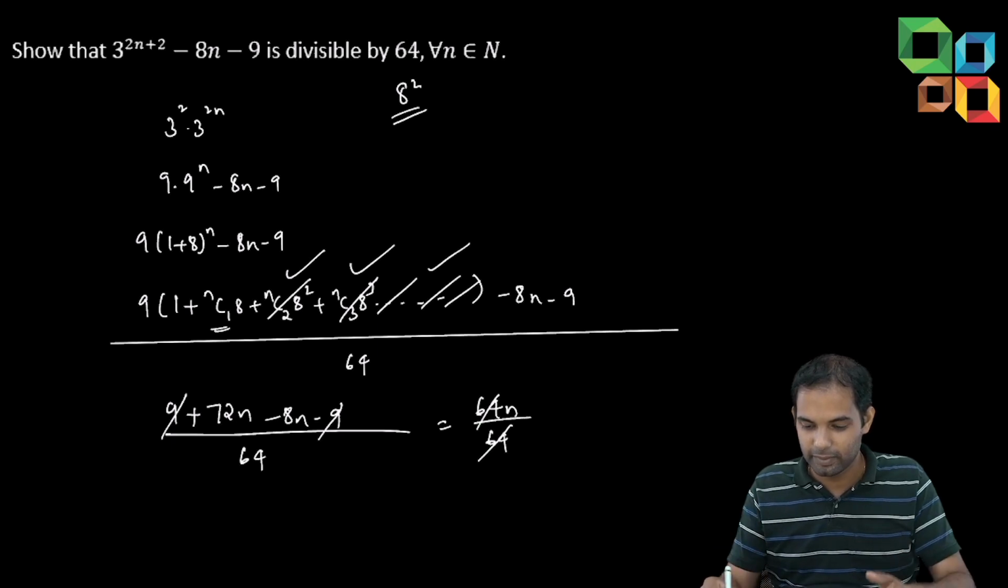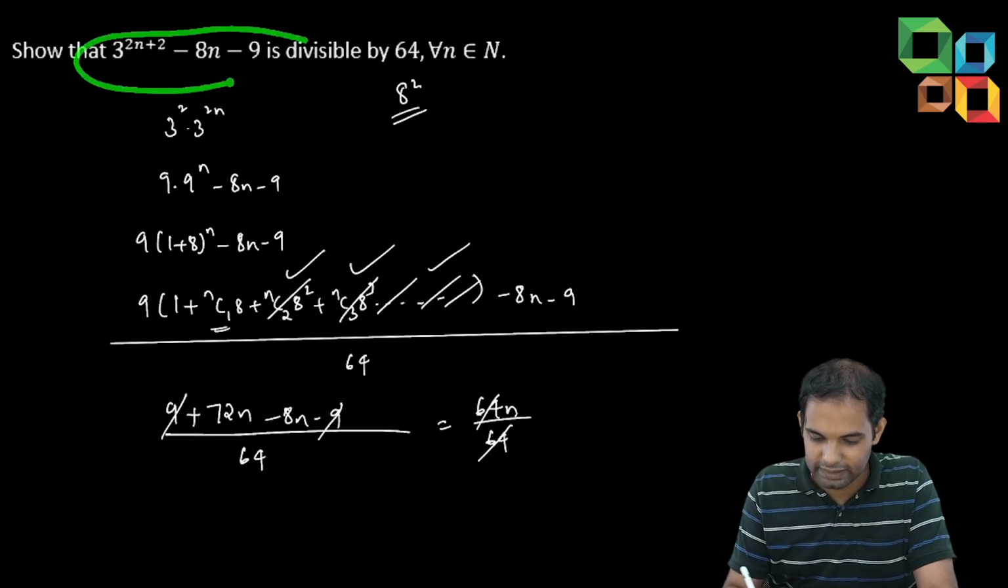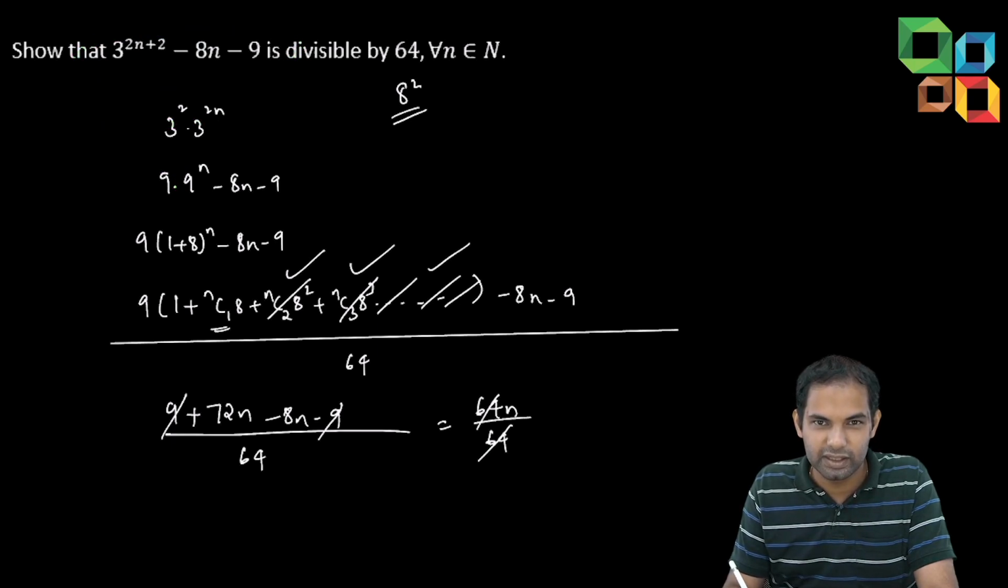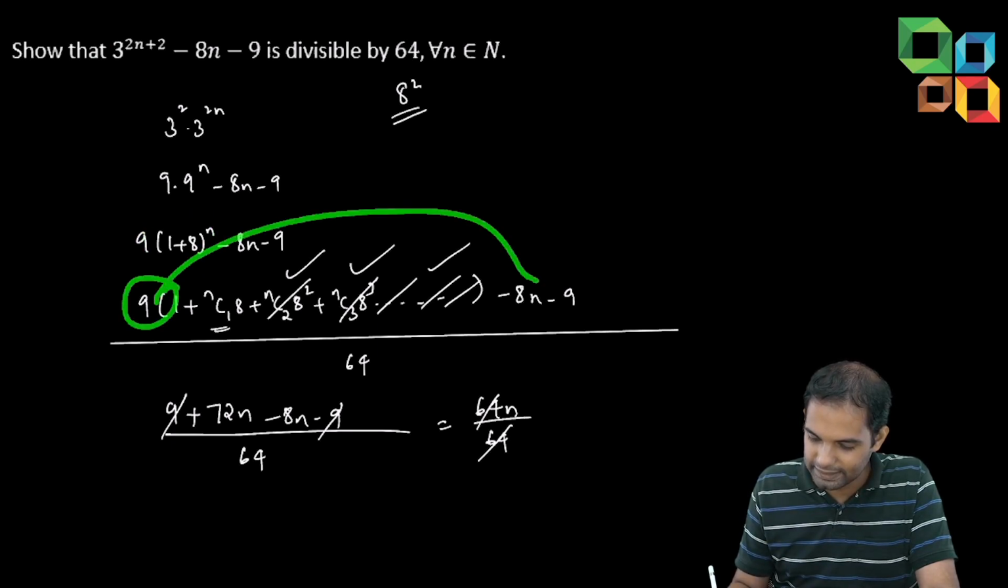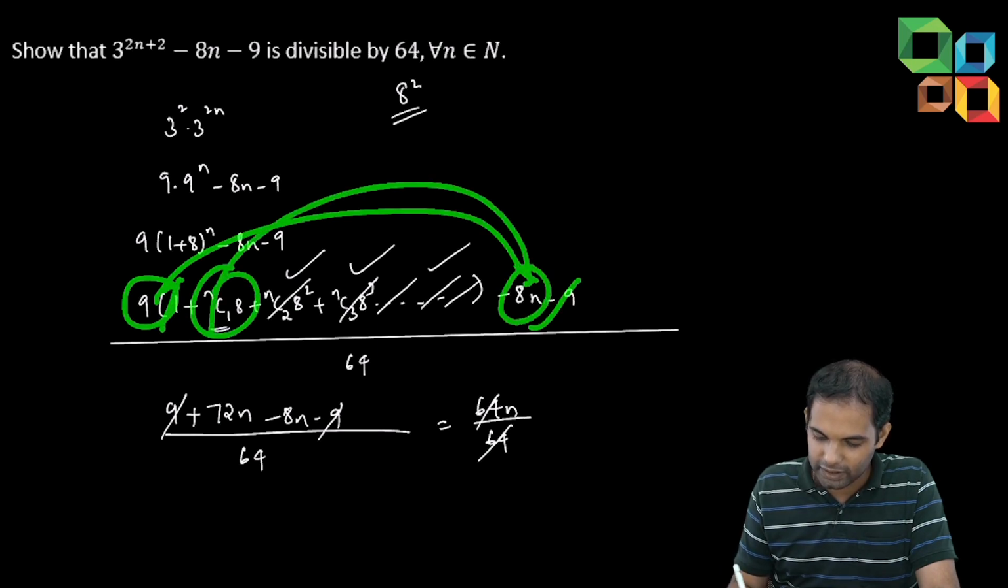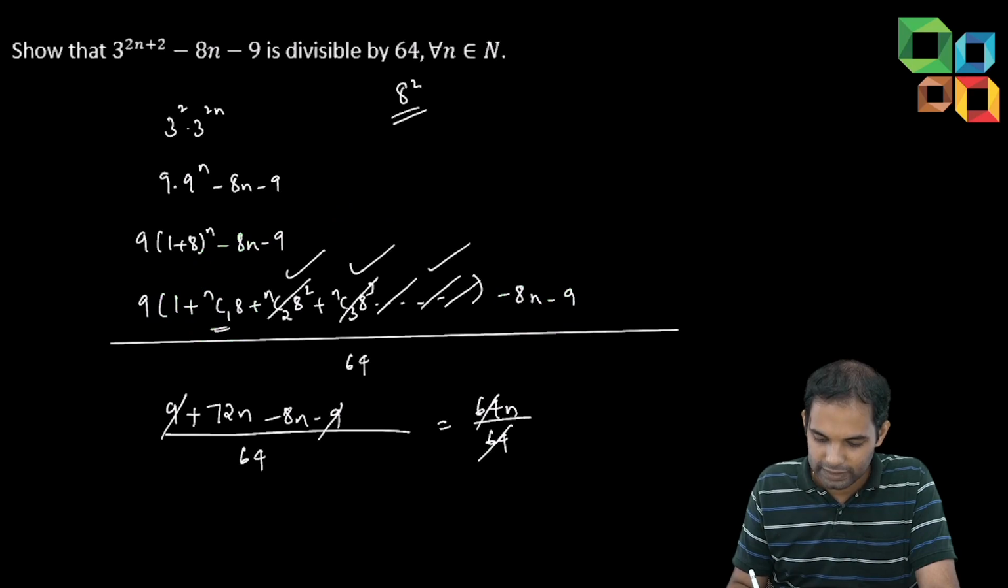You can do this by induction by assuming that this is divisible by 64, okay, and taking the next term and proving. But using binomial expansion, you could see it's very direct. Correct? As soon as you figure out this is 1 plus 8, this 9 gets cancelled here, okay, and this 8n again becomes a factor of 64. This is 8n into 9, this is 8n, so it will come out to be 64.